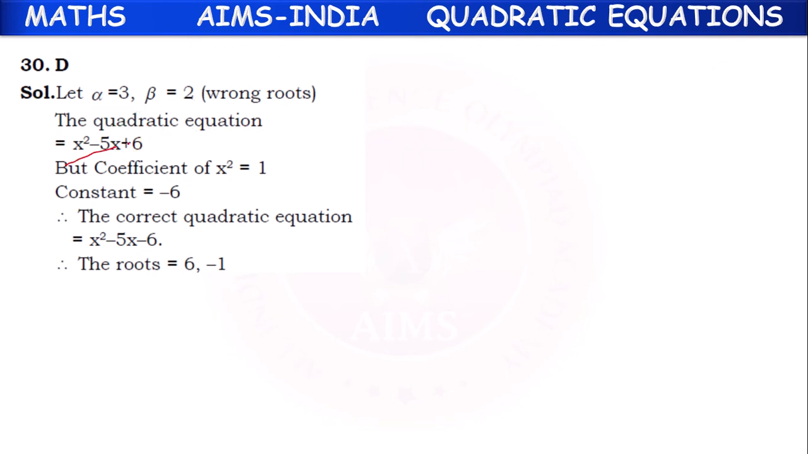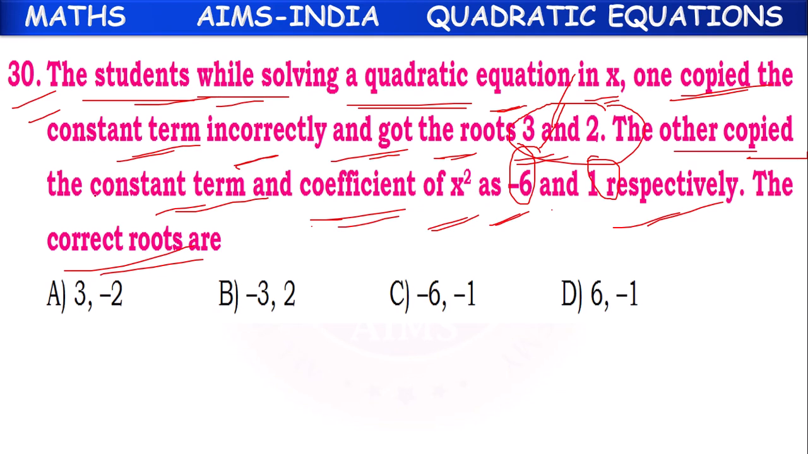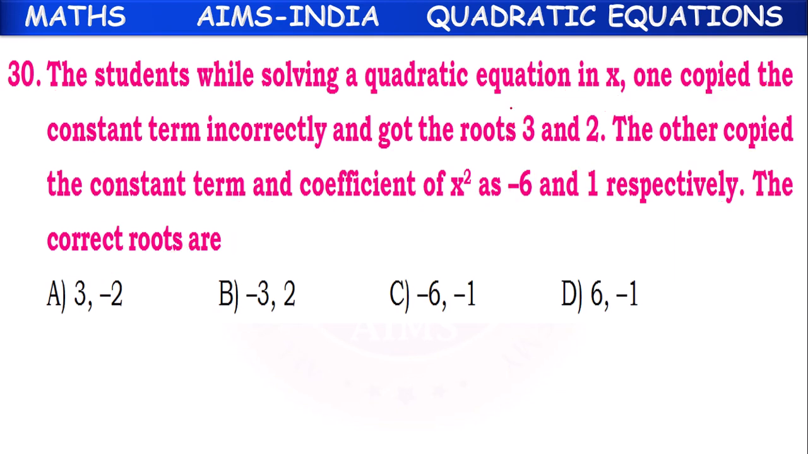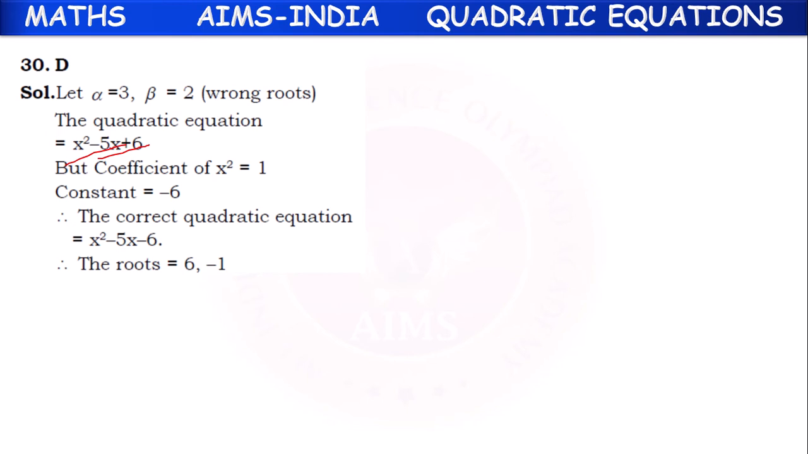This is the equation. But what have they done? One copied the constant term incorrectly. The other copied the constant term and coefficient of x square as minus 6 and 1 respectively. So the coefficient of x square they have copied as 1, and the constant they have copied as minus 6.